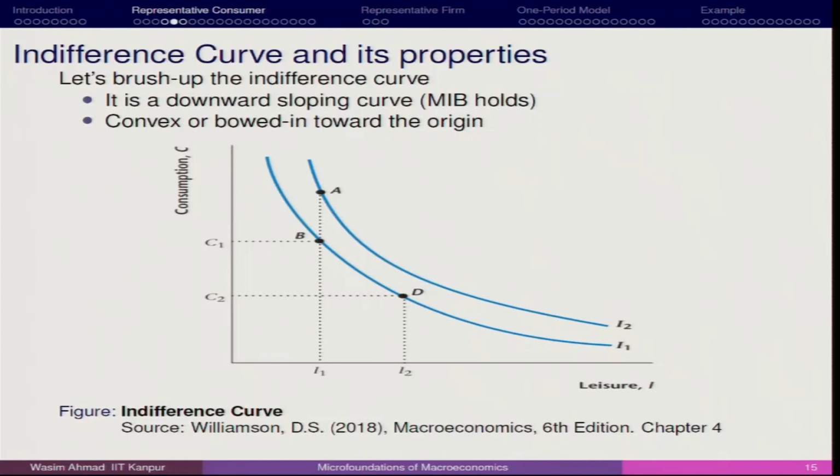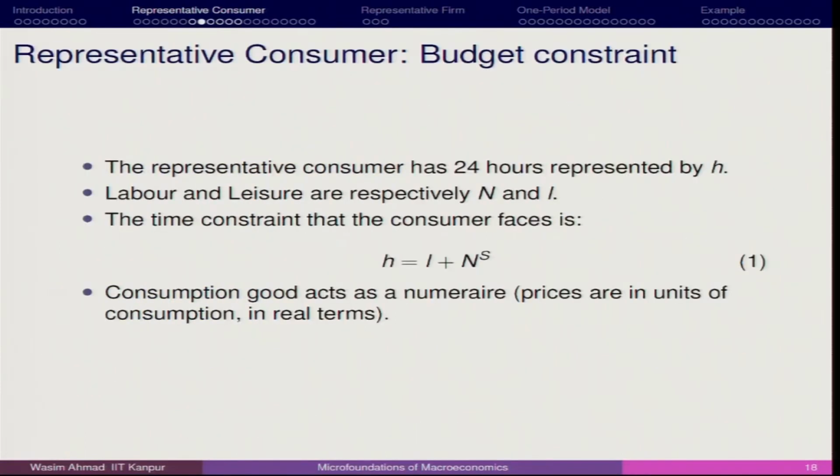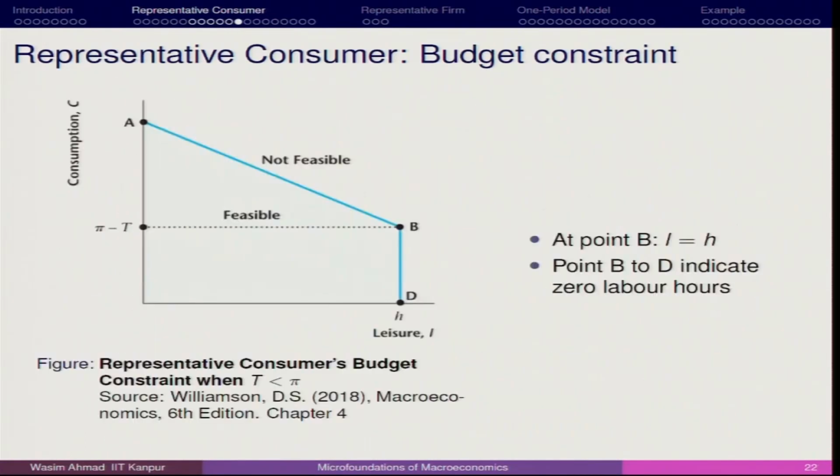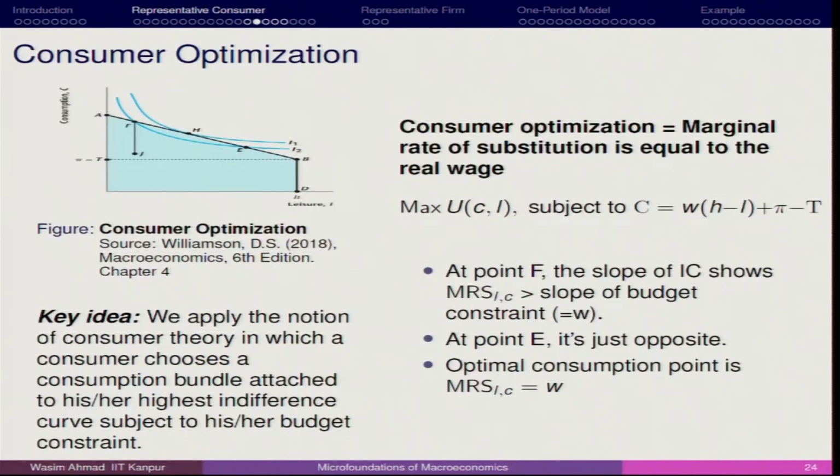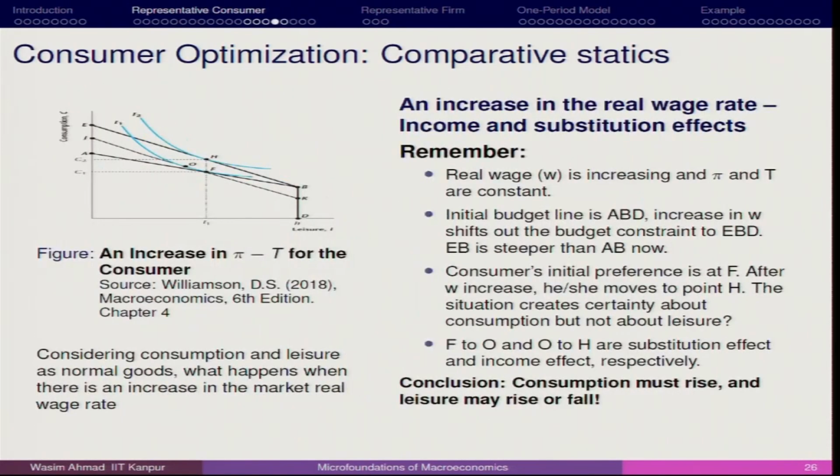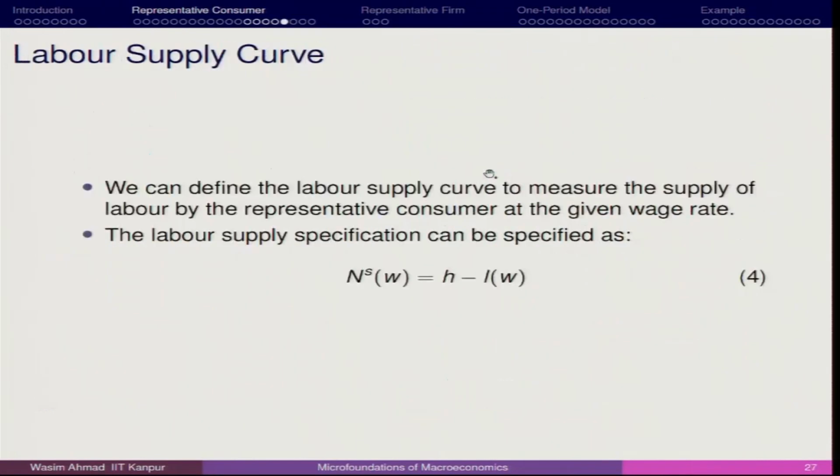So we had seen what happens when we have an increase in the wage rate. We saw that the increase in wage rate has a direct impact on consumption, but for leisure, it is not very certain whether it will rise or fall. Now we are talking about the labor supply.